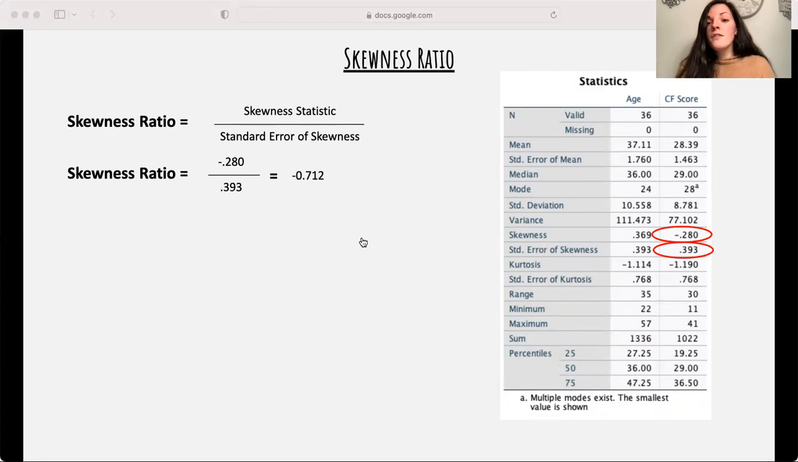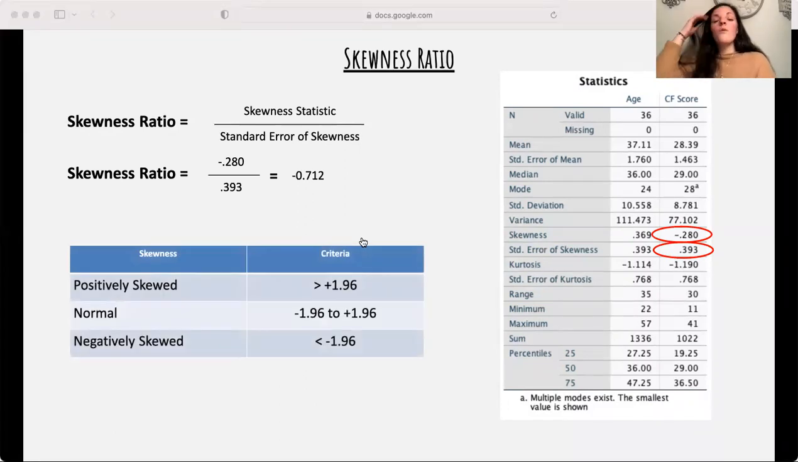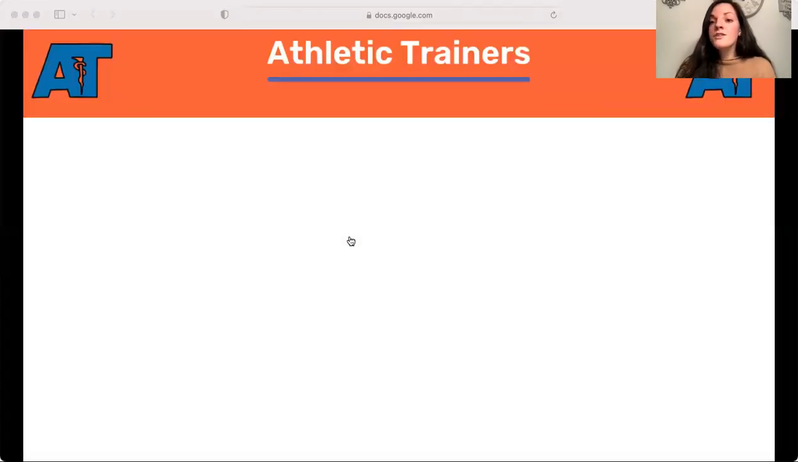And it's important to note that there's going to have to be a criteria that's going to be met. So since the skewness ratio falls between, as pictured here, the negative 1.96 to positive 1.96, it fits the criteria for a normal distribution where the mean, mode, and median are going to be very close to each other, representing a bell-shaped curve. So visually, if we were looking at a data set, I am an athletic trainer, so I'm going to keep it athletic training related.